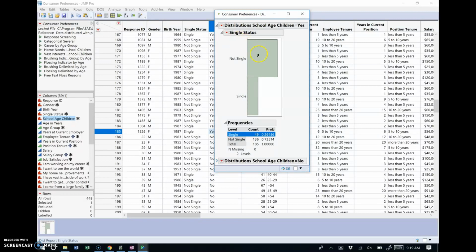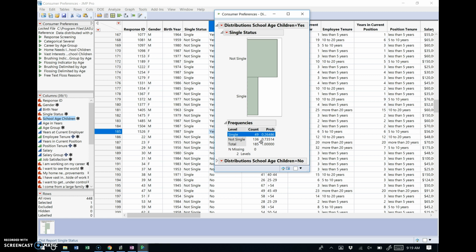And then what does it do? It makes you a nice little histogram here of the ones that are not single versus the ones that are single. All right, so, and it gives you a count. 49 of them were single, and 136 of them were not single, for a total of the 185 people that we were talking about. All right, great. So the one thing it doesn't do is it doesn't calculate your confidence interval.